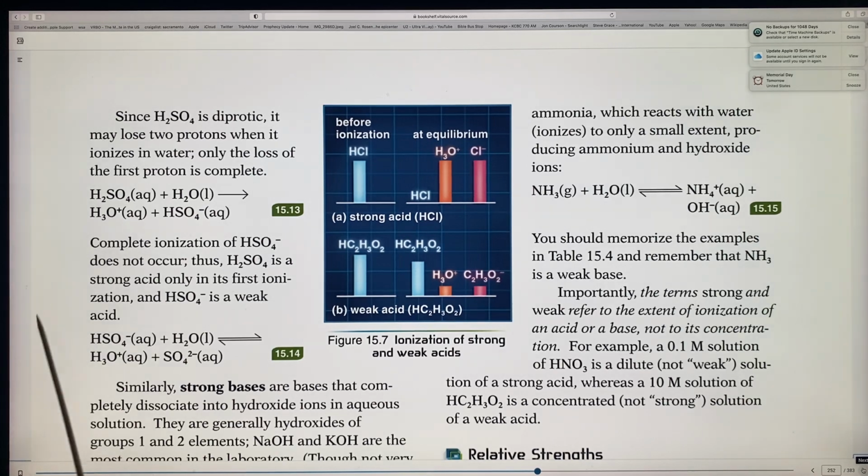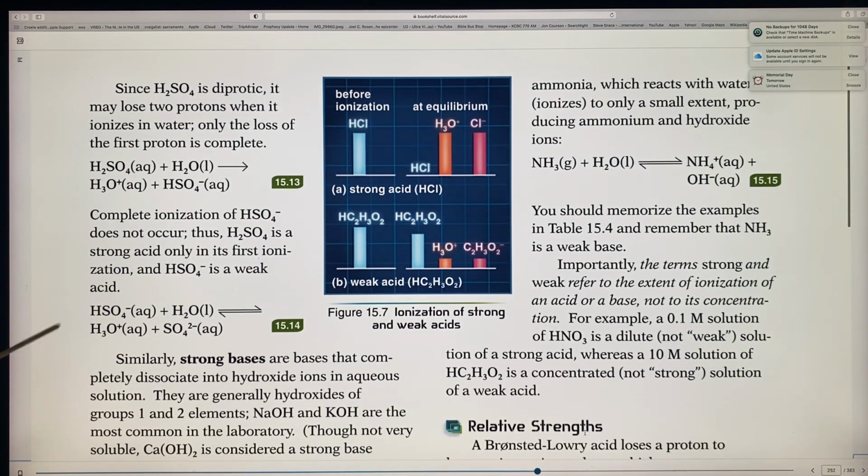Just remember, it's harder to lose two or three hydrogens. The first one it loses is very strong, the second one is a lot weaker, and the third is even weaker. As for acids, these are our acids with the H in front. It's always an acid.